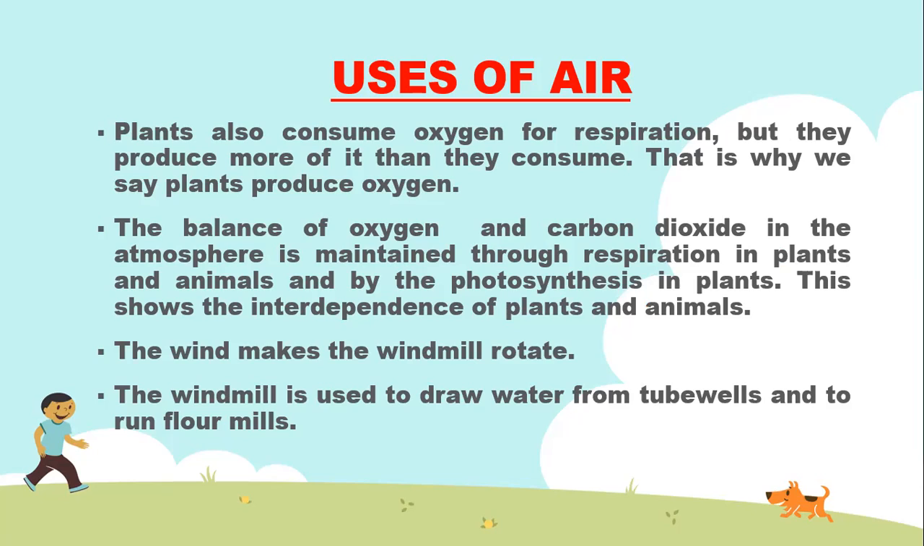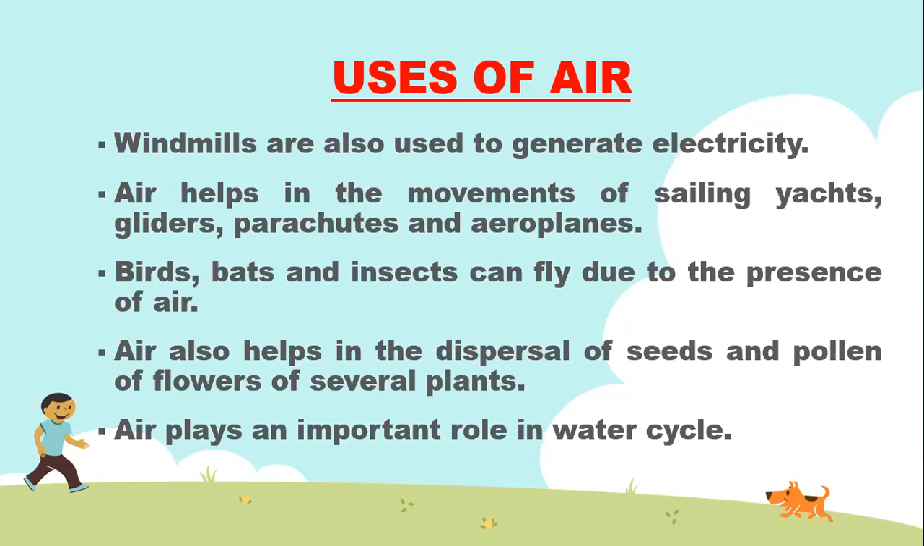The wind makes the windmill rotate. If the windmill does not work, then wheat, water, and electricity, which are also generated through windmills, would be affected. So how will these windmills work if wind is not there? This is one of the uses. The windmill is used to draw water from tube wells and to run flour mills. Windmills are also used to generate electricity.